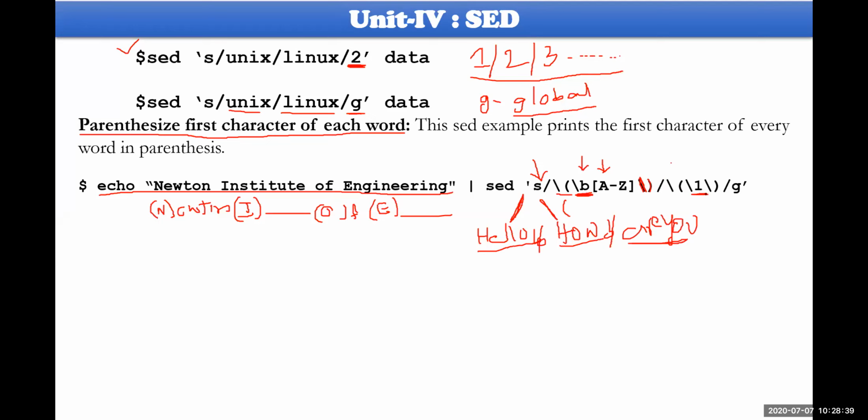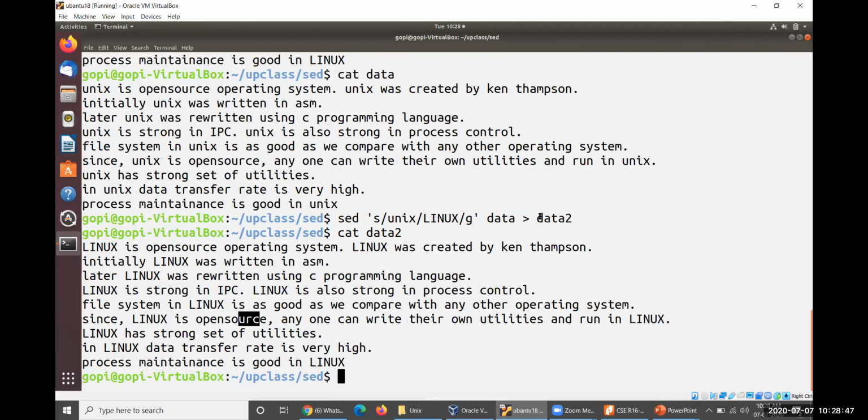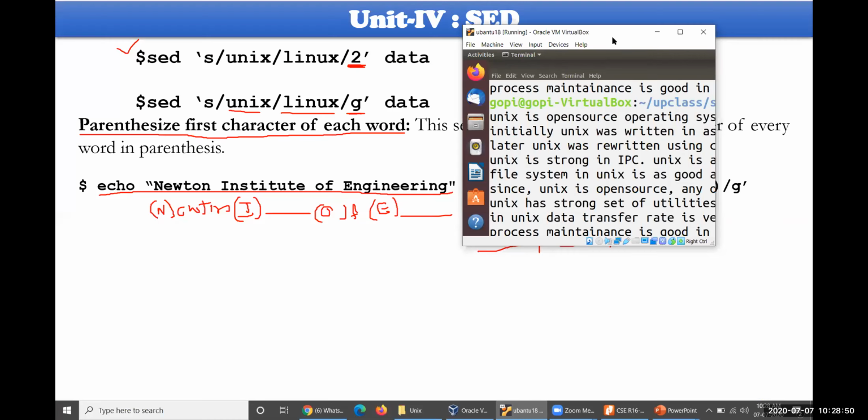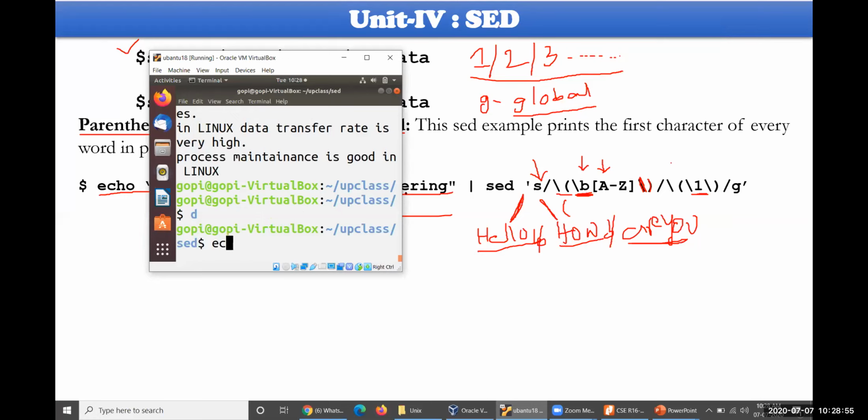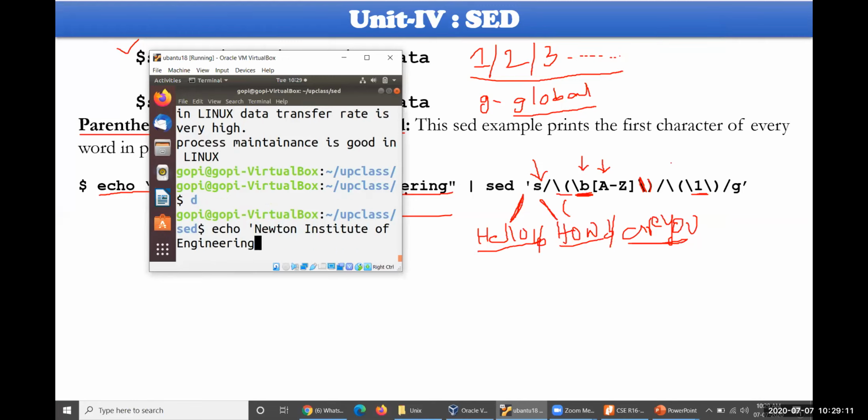What is the length of your closing here? Only one letter. So let us examine this one, whether it gets evaluated or executed properly or not. Let me type each and everything in a proper way. Echo, Newton Institute of Engineering. This is the text, and I will send this to a pipe, that is, a buffer.